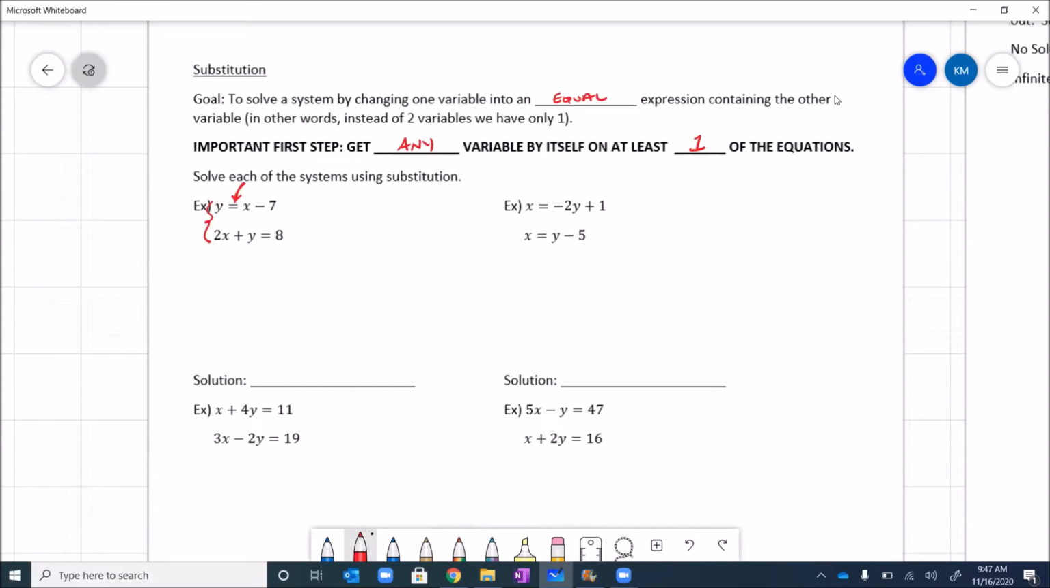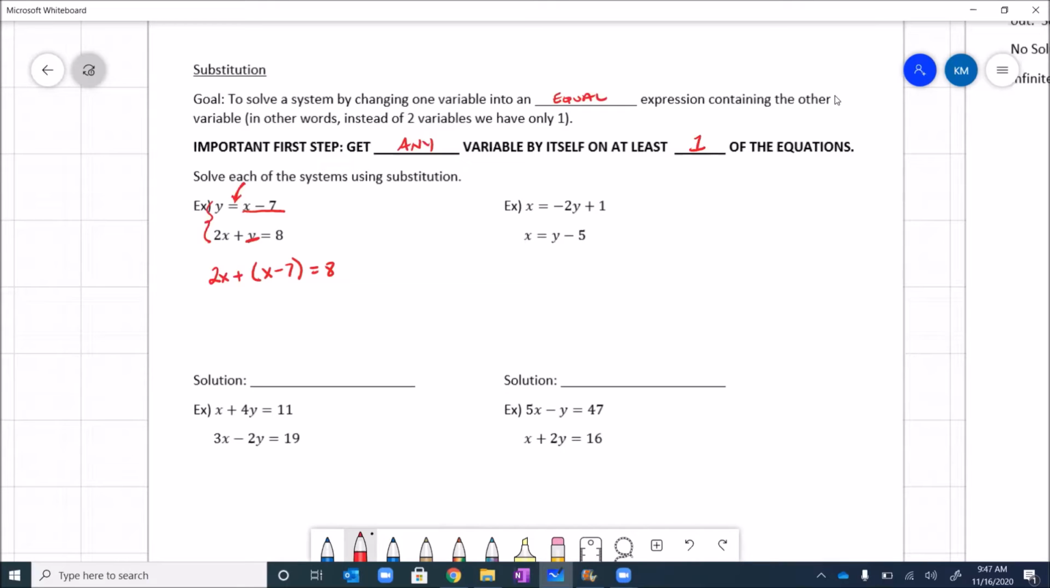Okay, so here's our thing. We want to get a variable by itself. This first equation is nice for us. y is already by itself. We didn't have to do any work for that. But then what we do is, since we know y is the same as x minus 7, and we can't solve the second equation with x and y in it, substitution says, well, if you can't solve it with x and y in it, how about we just rename y? 2x plus, notice that y is the same as x minus 7. So instead of saying 2x plus y, I'm going to say 2x plus x minus 7 equals 8.